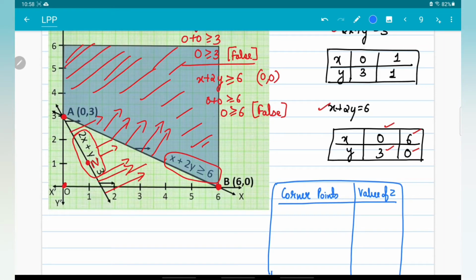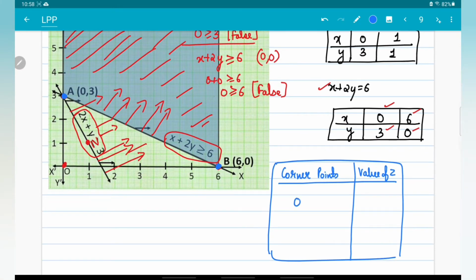So my next step will be, I'll take the corner points and then I'll find the value of z. Okay, so if you can see here, the corner points over here are 0 comma 3 and 6 comma 0. So I'm going to write this point 0 comma 3 and 6 comma 0. Now I'm going to find the value of z.